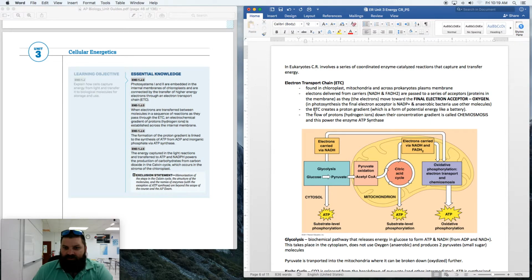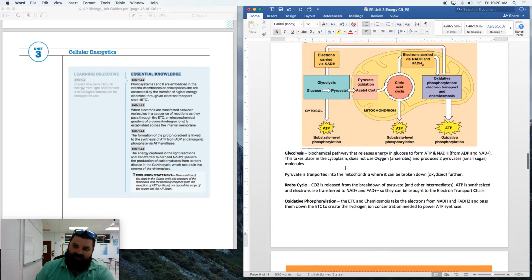The electron transport chain creates a proton gradient. We've seen that. Creating a hydrogen ion concentration gradient is like charging a battery. So you have this potential energy. We have high hydrogen ions in one area, on the other side of the membrane, low hydrogen ions, and they're going to want to flow downhill. And that is free energy if you can establish the gradient. The flow of these protons down the concentration gradient is called, you guessed it, chemiosmosis, and it is going to power the enzyme ATP synthase.